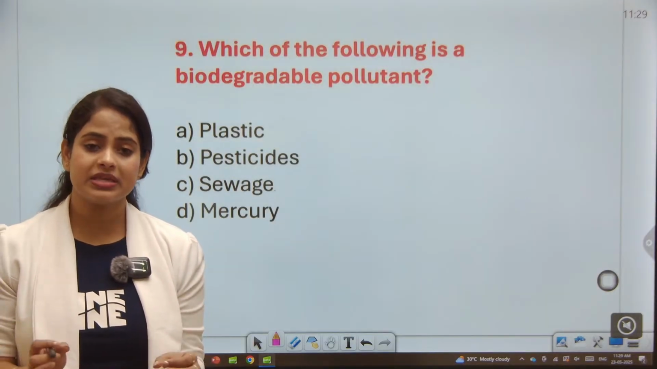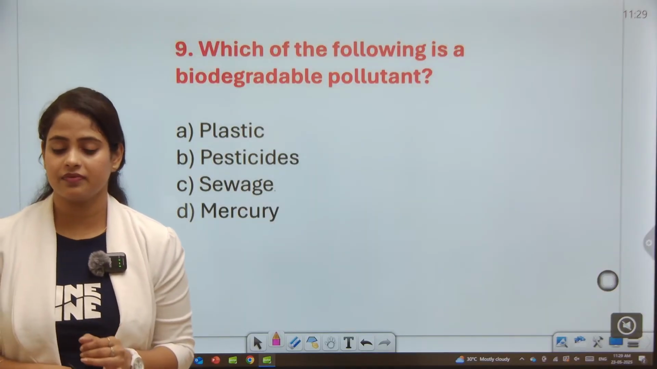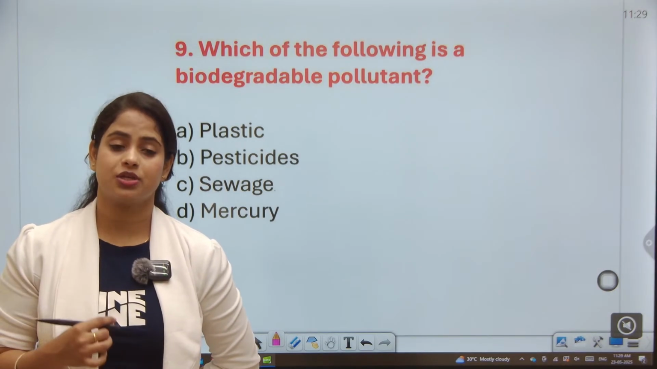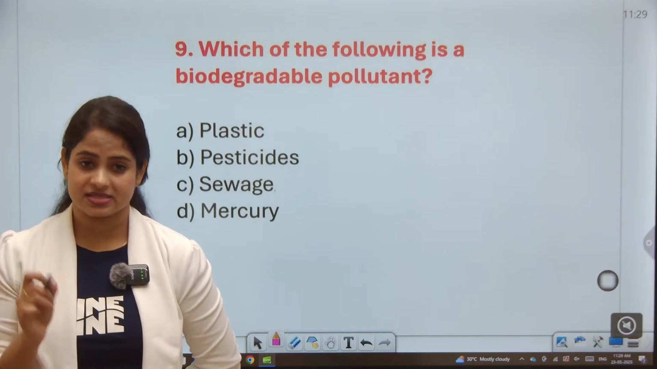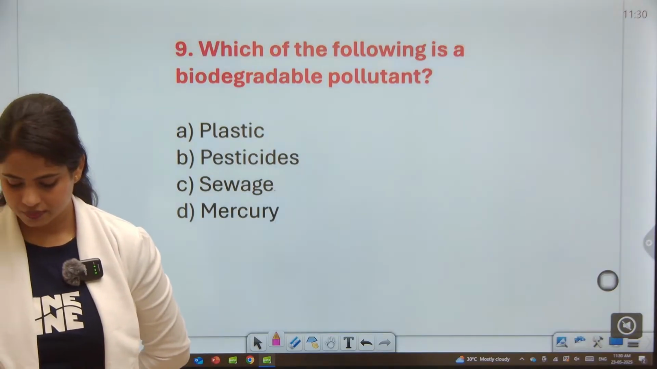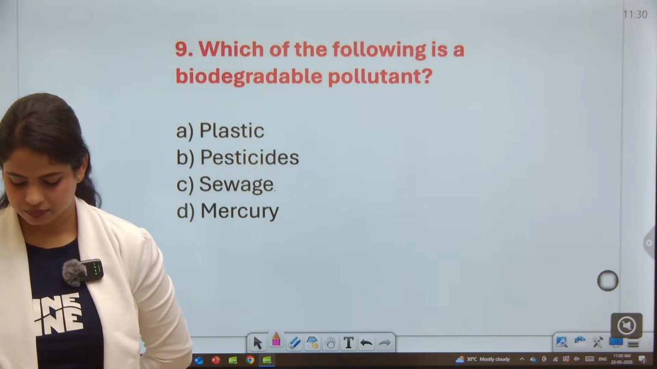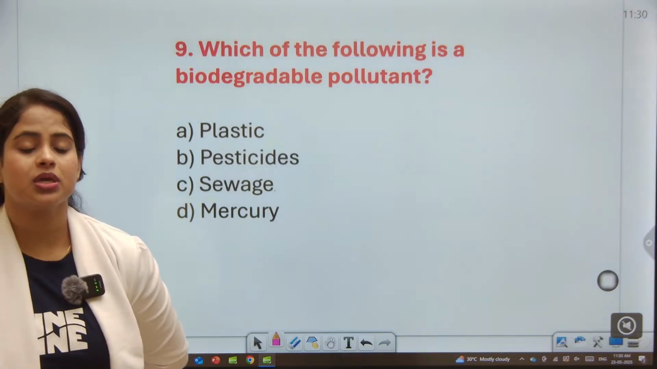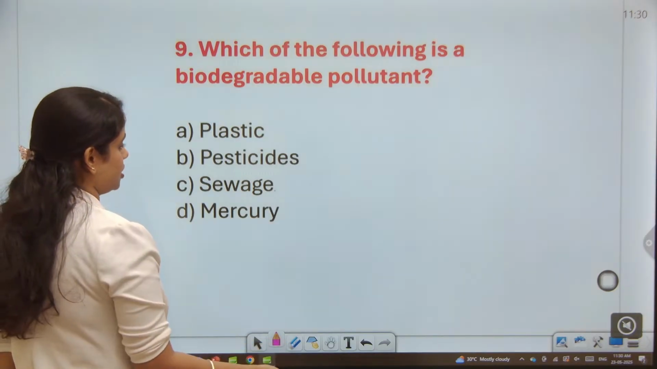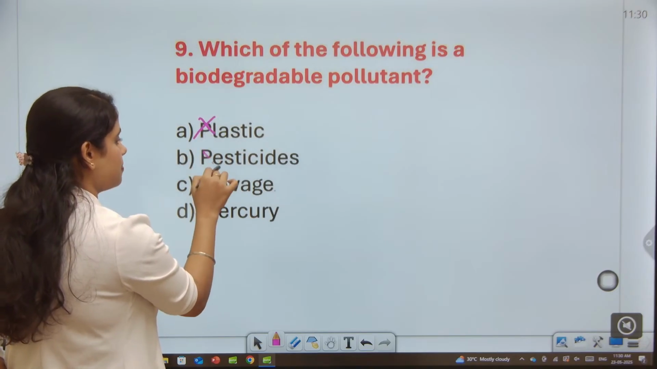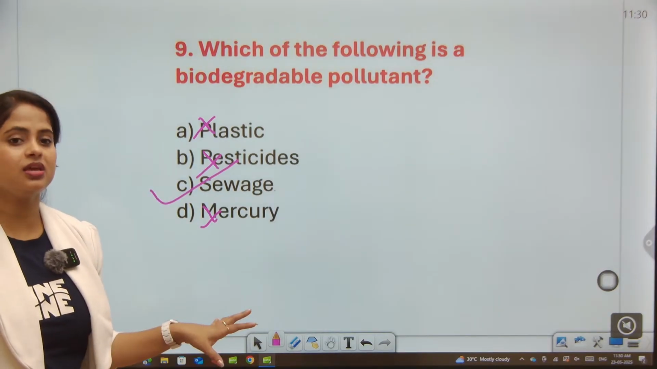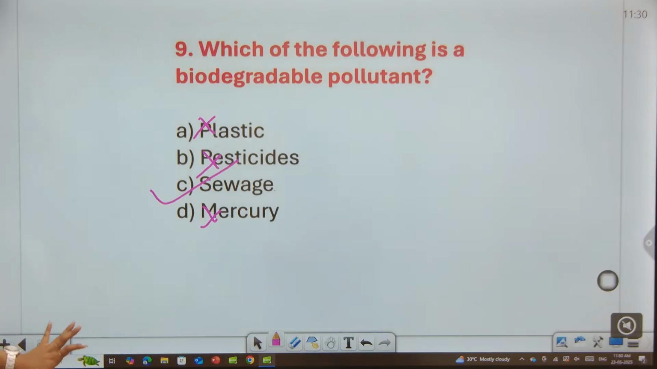Next, which of the following is a biodegradable pollutant? The options are plastic, pesticides, pebbles or mercury. Plastic is not biodegradable, pesticides are not, mercury is not either. So what will be the right answer? Pebbles are easily degradable. So that is the biodegradable one.